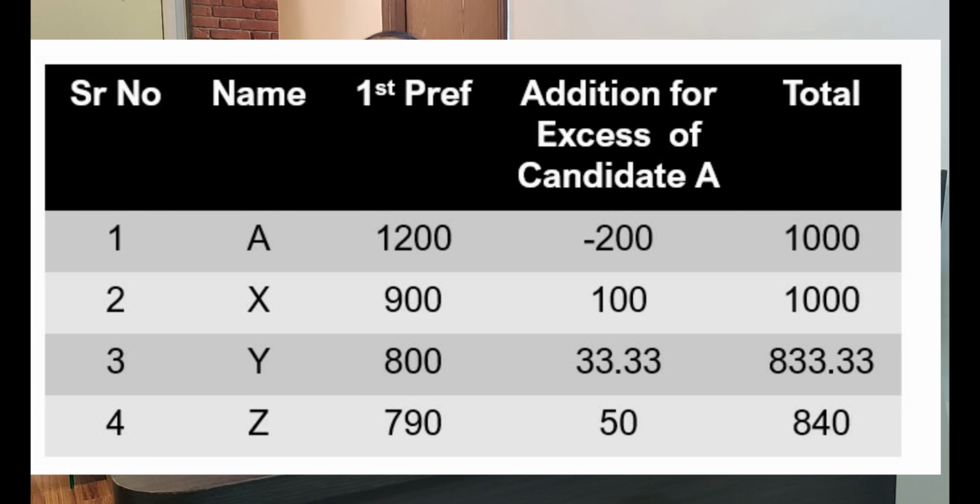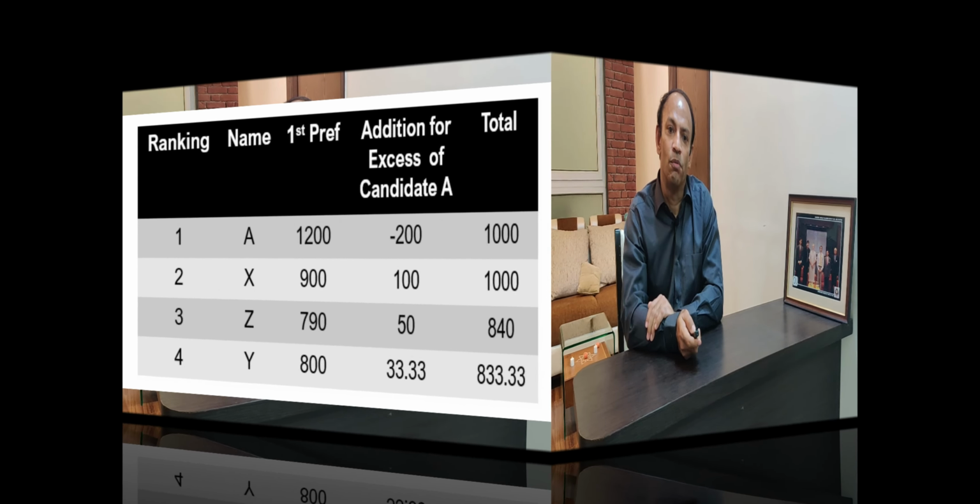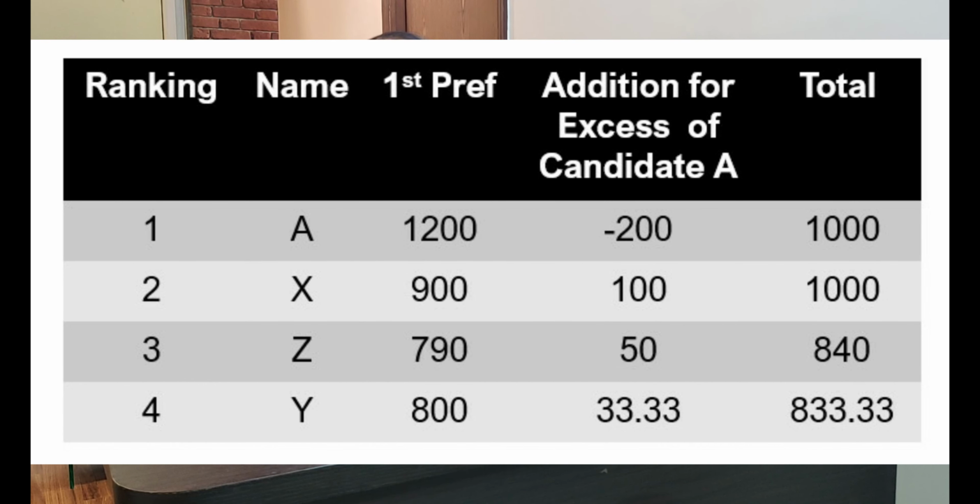And if you look at candidate 3 and candidate 4, what happens? Candidate 3, why? He originally had 800 votes, but after transfer he is now 833 votes. So originally he was at third number, but it moved to number 4 because the candidate Z had 790 votes. After addition from the excess of candidate A, it now gets 840 votes. So if you look at the final tally, the candidate Z moves up to number 3, and candidate Y becomes lower, because candidate Z has 840 votes and candidate Y has 833.33 votes.